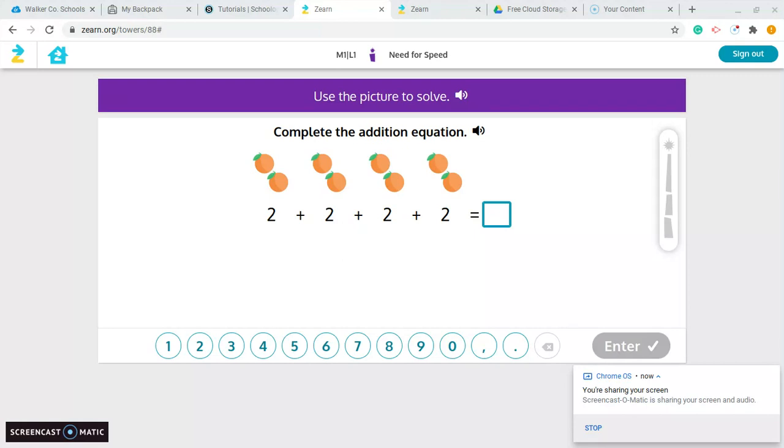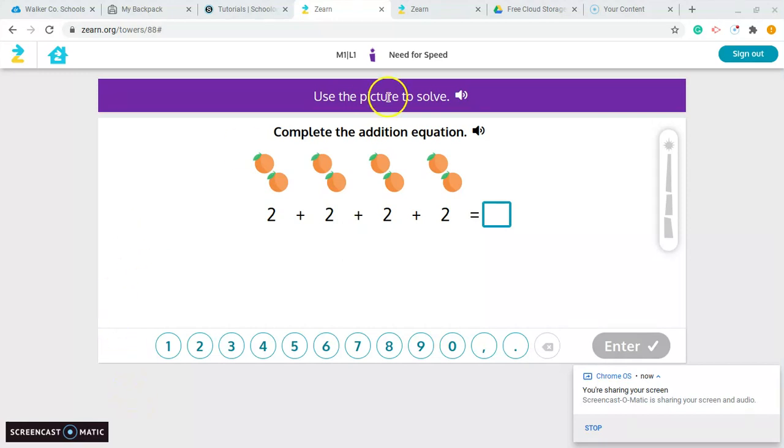So now I wanted to show you how you would use Zearn. After you log in, it would come up to the lesson that you were on, and then you would click on it, and then you would come up to a screen something like this for that lesson. I'm showing you how to manipulate the device and what you can expect.